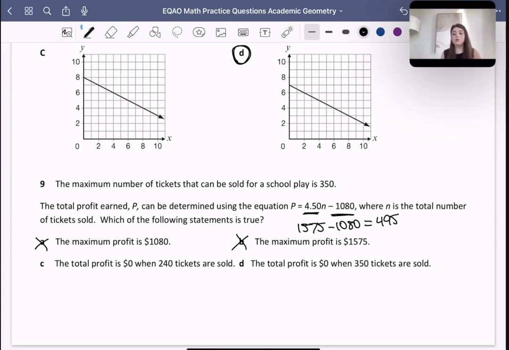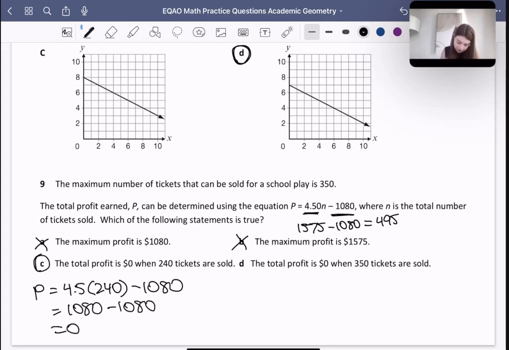Well, this may be true or it might not be true, right? Let's check. When N is 240, is the profit 0? So 4.5 times 240 minus 1,080. So let's see, what's 4.5 times 240? It is 1,080. So yes, C is the correct answer, because if we sell 240 tickets, then we'll make just enough money back to pay for the theater's cost, to pay the initial cost for this school play, to rent out the space or whatever the initial cost is, regardless of the tickets sold. And so therefore, yes, C is correct.